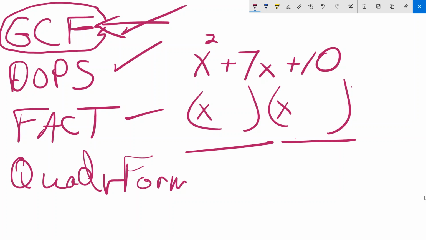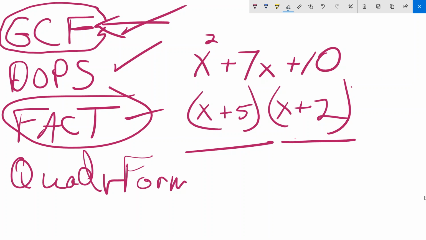I'm going to solve this piecemeal. I got the x part on both. Now I'm going to put the signs. What are both signs? Positives. So pluses. And then finally, factors of 10 that add to the number 7. 5 and 2. So here, we couldn't use greatest common factor, couldn't use dopes, so we had to go to factoring.